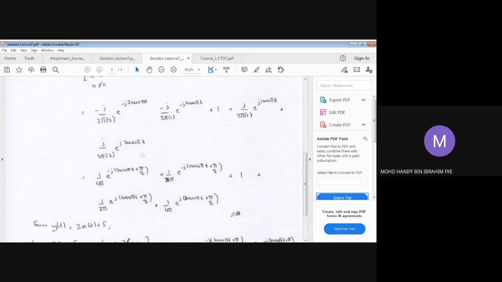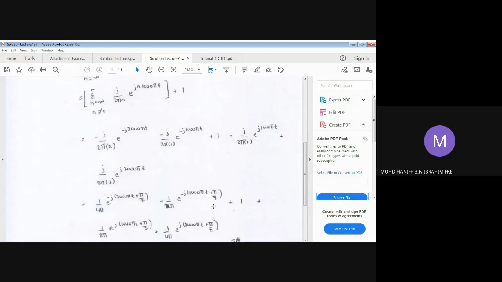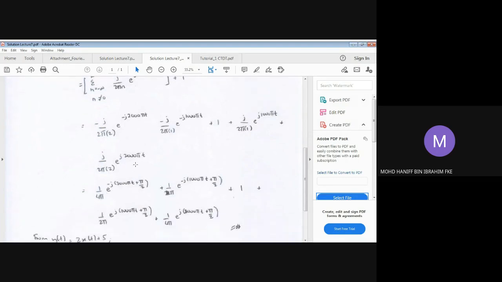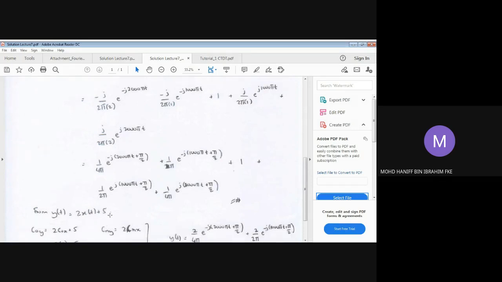So what we did here is that we transformed all the j terms into phase. So we are done with x(t). What we have here is the Fourier series of x(t) in complex exponential form. Now the second part of the question is to find the Fourier series equation for y(t). And we know that y(t) and x(t) are interrelated by these equations of amplitude transformation, 2x(t) plus 5.